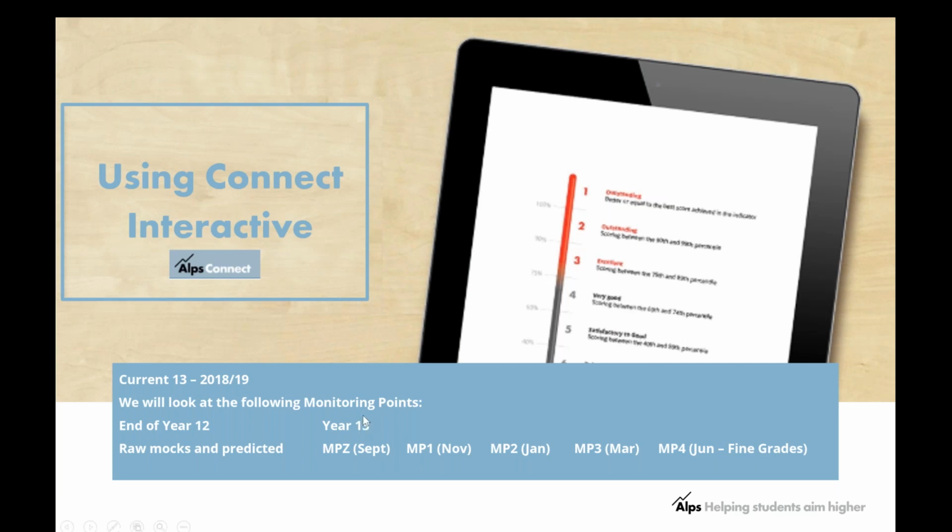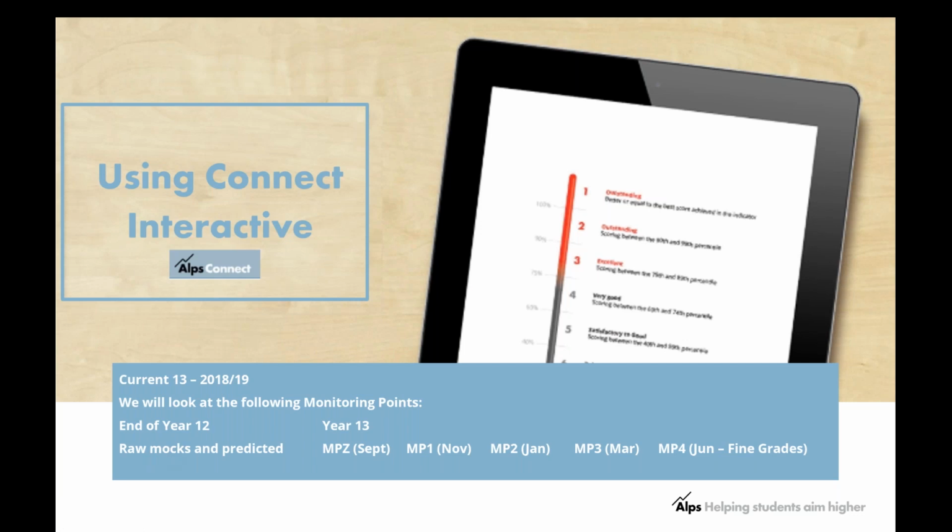What I've got for us to look at is some data from their end of year 12. So the data that I'm going to show you is some raw mock data. Now that could be, if it was year 12, internal examinations that you might have sat with them at the end of year 12.